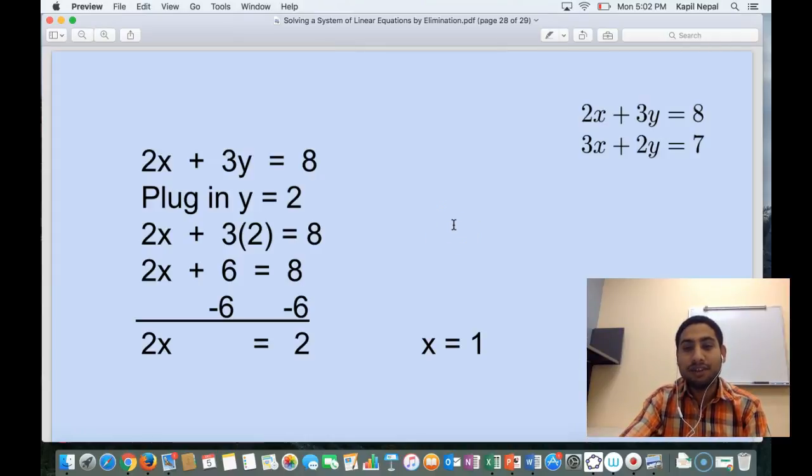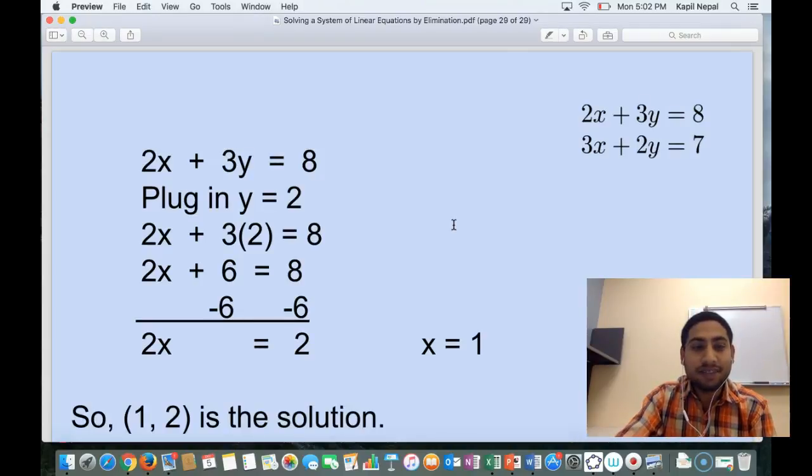So now I have both the value for x and the value for y, which means I've got (1, 2) as my solution. That's it.